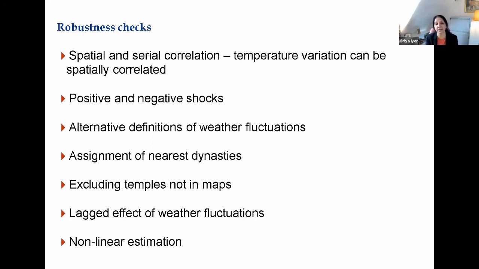And then we also look at the lagged effect of weather fluctuation. So it could be that if a particular temple has experienced successive periods of very strong weather shocks, maybe the Muslim ruler in that area might have behaved differently. That's something that you might want to look at as well. Anyway, that's something that we look at too.